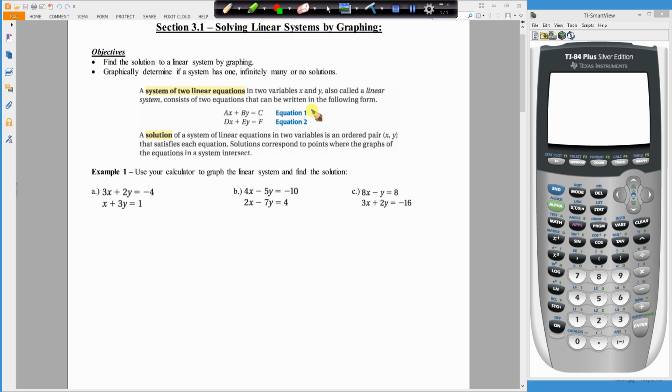Hi guys, so today I'm going to try and keep this nice and short. We're looking at section 3.1, solving linear systems by graphing. So we'll be using your graphing calculator a lot. Make sure you have this out.